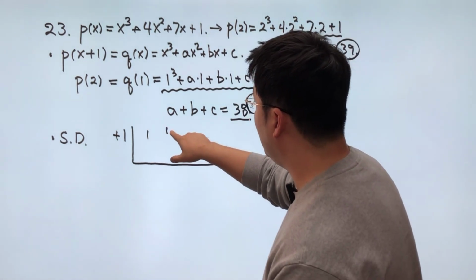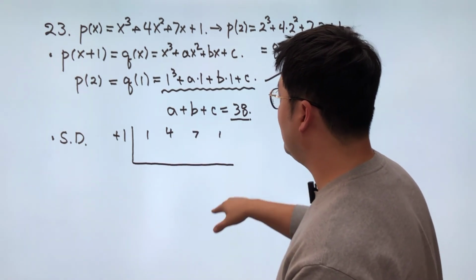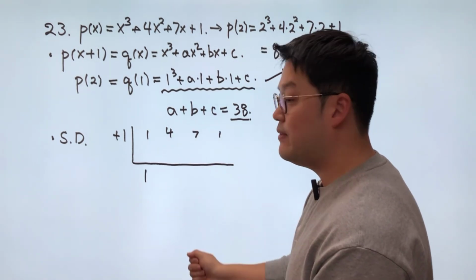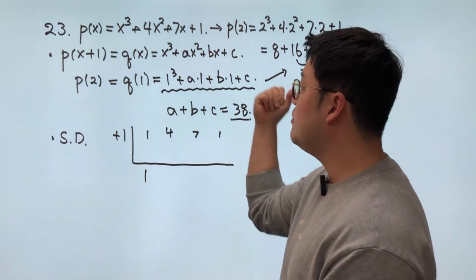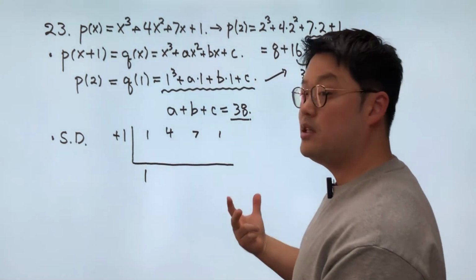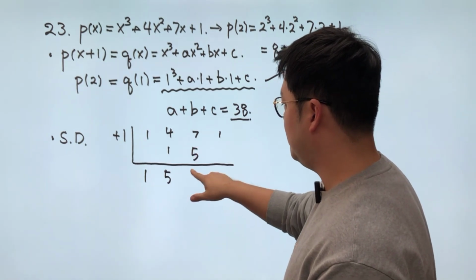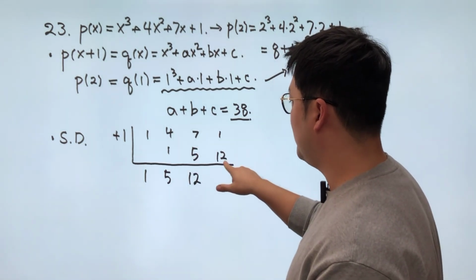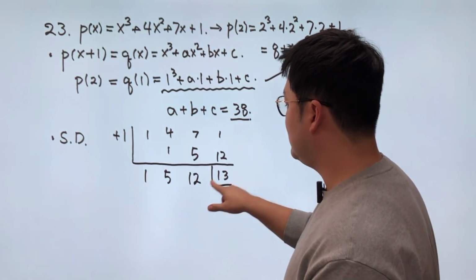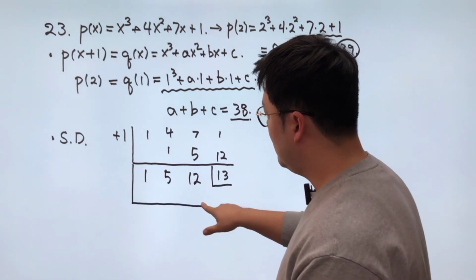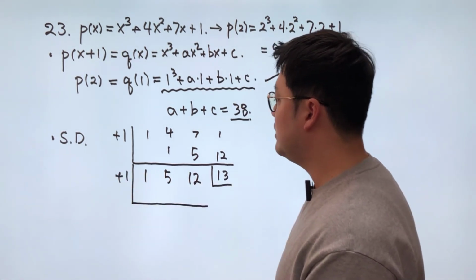It becomes 1 and 4 and 7 and 1. And you perform all those synthetic divisions multiple times. This is a cubic equation, so we're going to try it 3 times. So that becomes 1 and 5 and 5 and 12. That becomes 12 and 13. And don't stop in the very first line. You've got to keep doing this process.